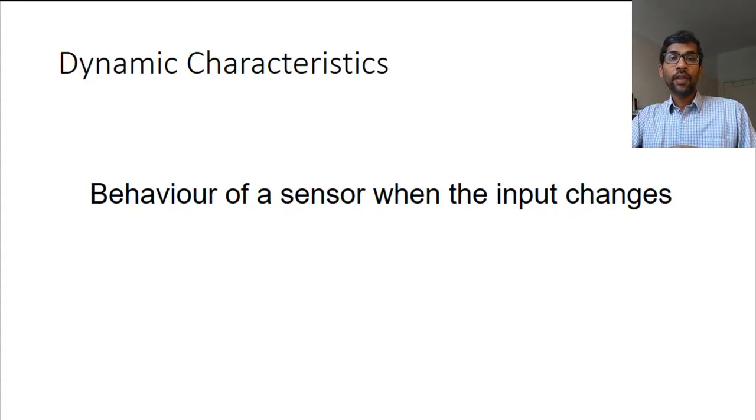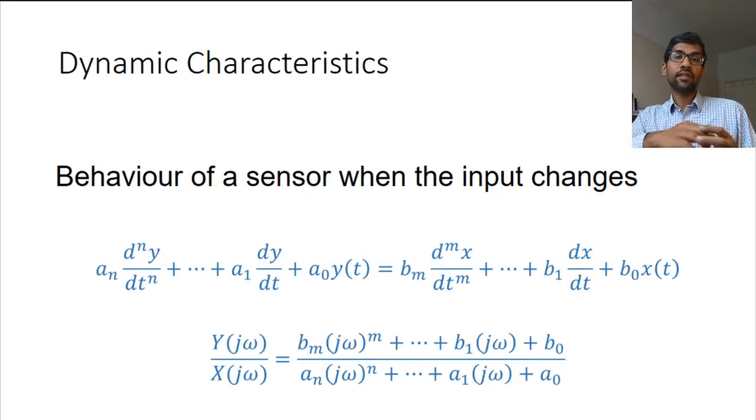changing. Now, the way to really characterize the dynamic characteristics would be to use differential equations, as I've shown on the screen, for the sensor. We could also use a frequency domain representation where instead of talking about the time domain behavior, which is represented by the differential equation, we can look at the frequency response of the sensor, where we are looking at what happens when we give inputs of different frequencies to a sensor.